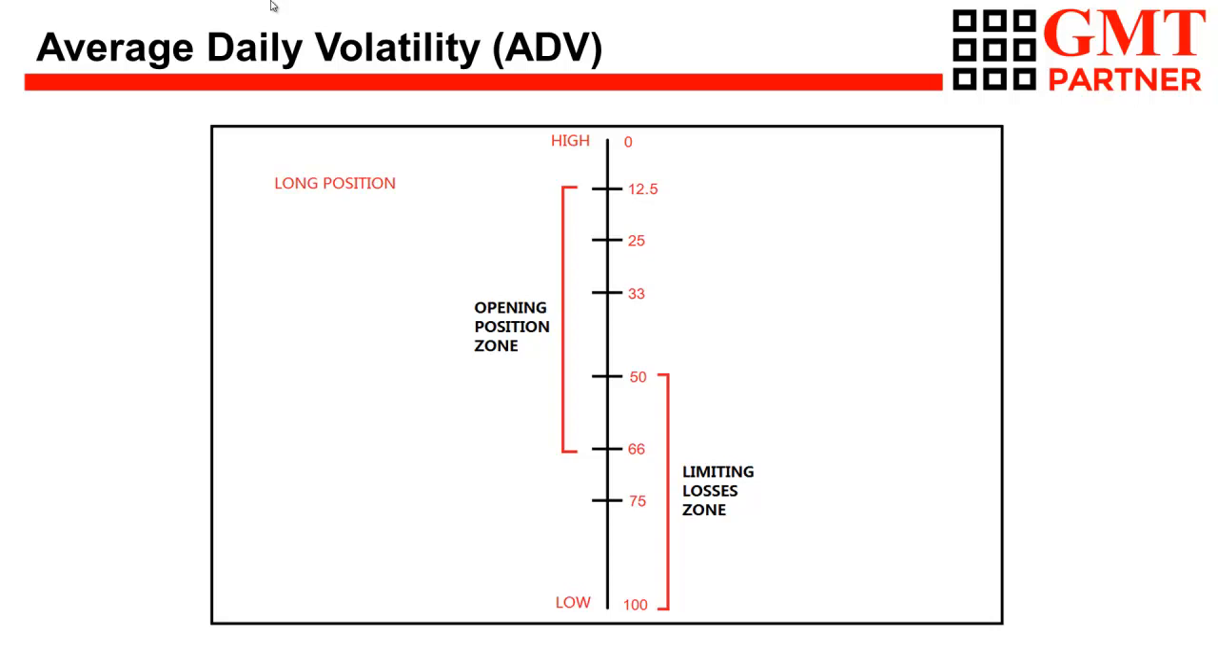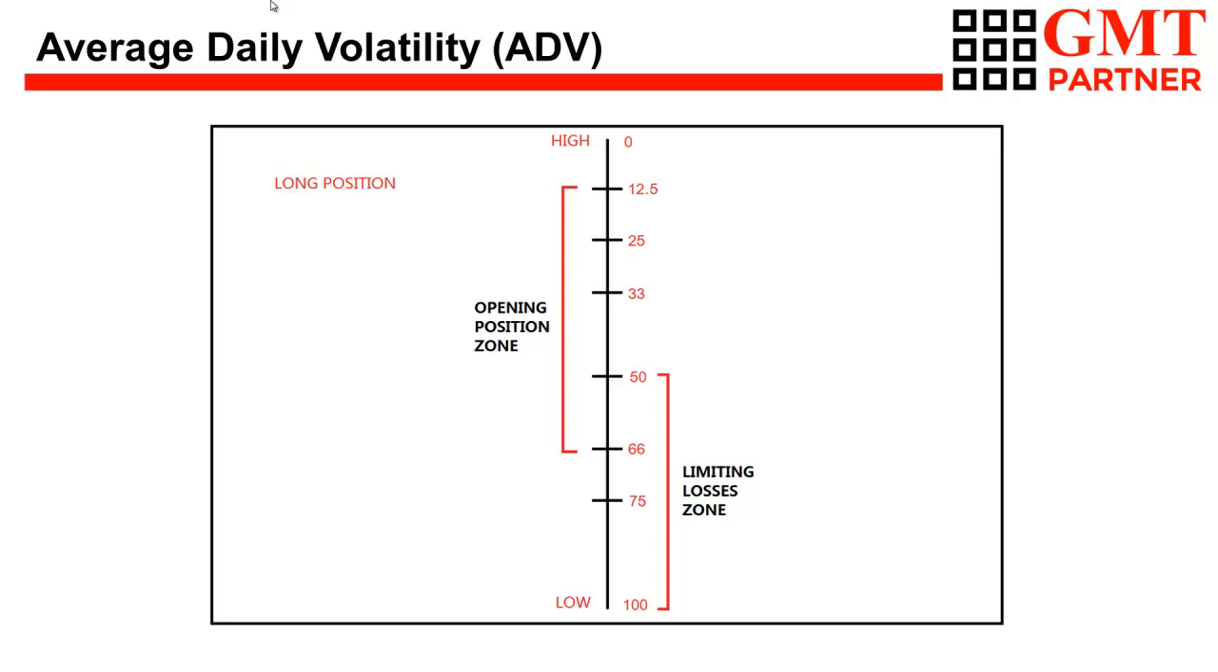Having determined the price level or the price range, about 25 to 33% ADV of the selected financial instrument, which is favorable for opening a position, you should move the zero value of the grid to this level or the middle of the range. For a pessimistic scenario, the target, upon reaching which the trader will need to close the position, will be the 66% mark on the grid.